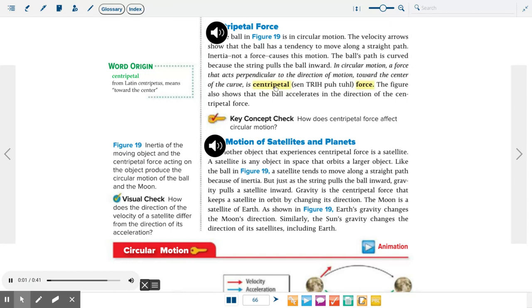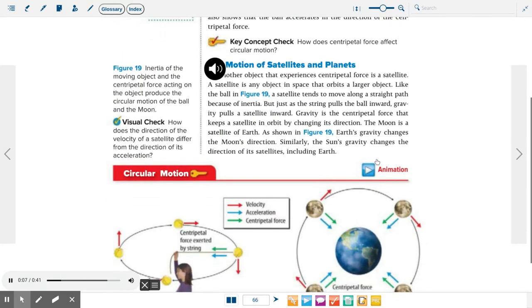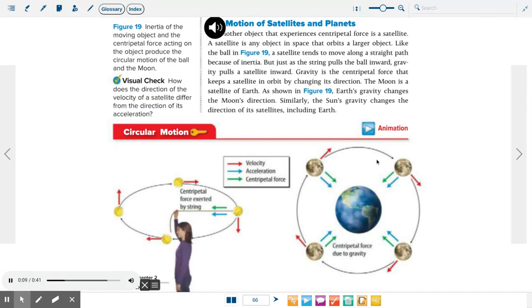Centripetal force. The ball in figure 19 is in circular motion. The velocity arrows show that the ball has a tendency to move along a straight path. Inertia, not a force, causes this motion. The ball's path is curved because the string pulls the ball inward.